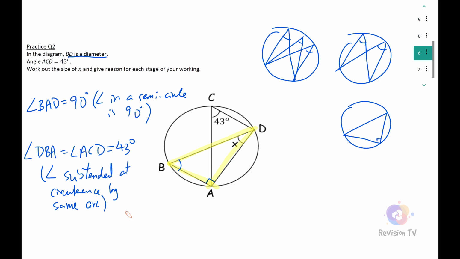So if we know that's 43 degrees, that's 43 degrees, then therefore x will equal 180 degrees minus 90 degrees minus 43 degrees, which is angles in a triangle. This one probably gets no mark, but you never know. So the final answer will be 47 degrees.